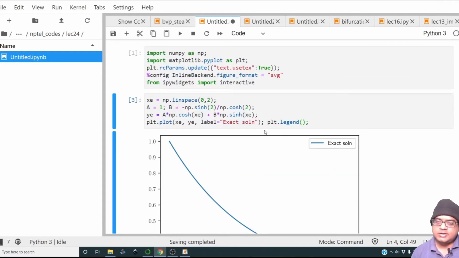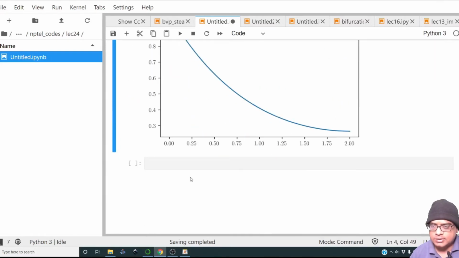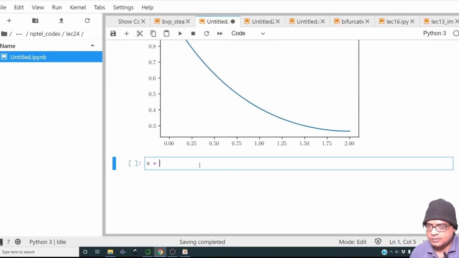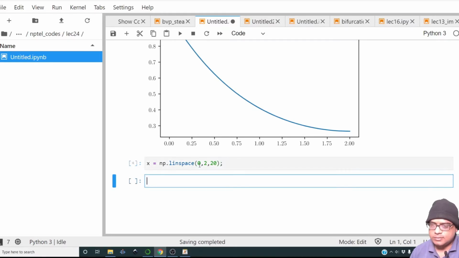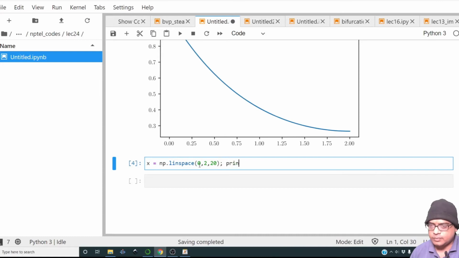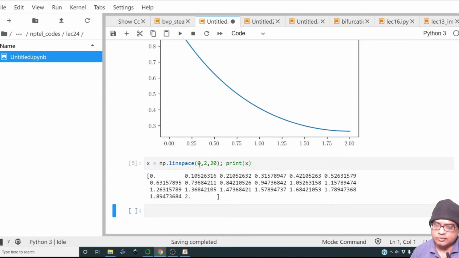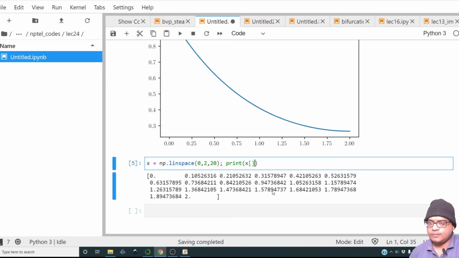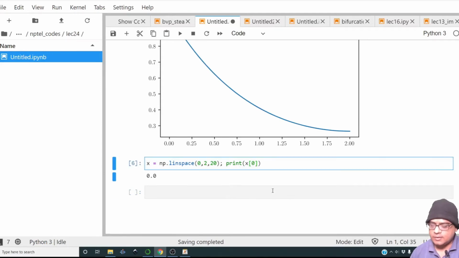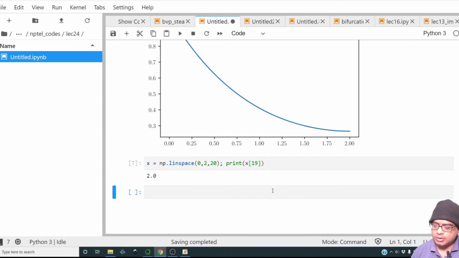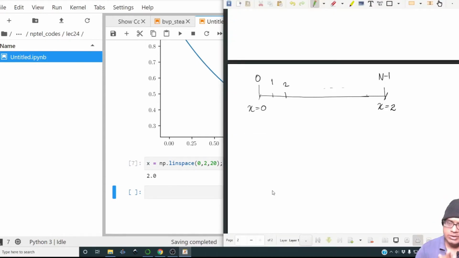So let us keep this code over here and let us write this here. So x equal to np.linspace from 0 to 2, and let's say we take 20 points. And yeah, let us print x just for good measure. So this is how x looks like. The 0th point is 0 and the 19th will be 2. So it's going all the way from 0 to n minus 1.